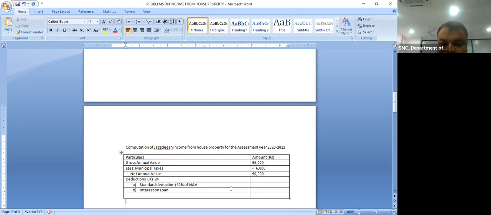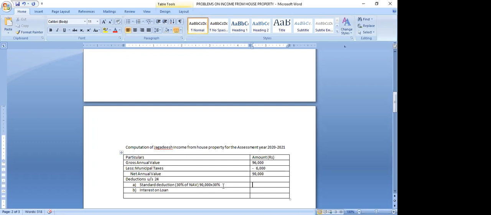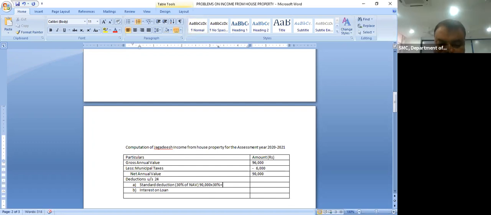Now, what is the standard deduction that we should give? 30% of NAV. 30% of NAV means what are we going to get? That is on 90,000 into 30%. When we calculate, how much are we getting the amount? 27,000. 27,000, correct? So here only you can write 27,000 rupees.